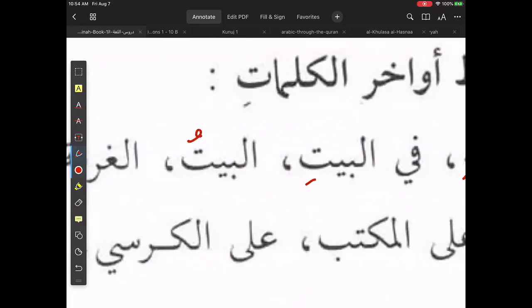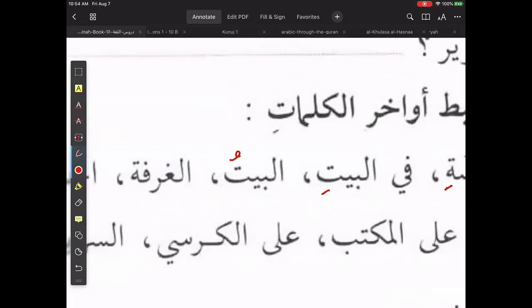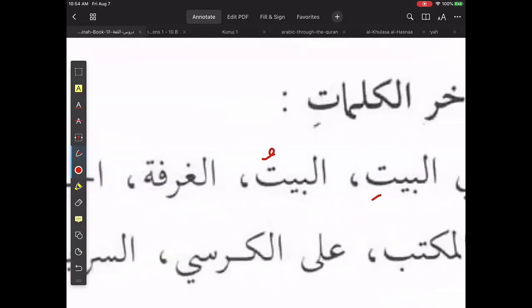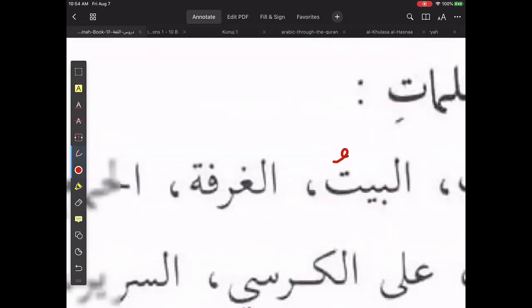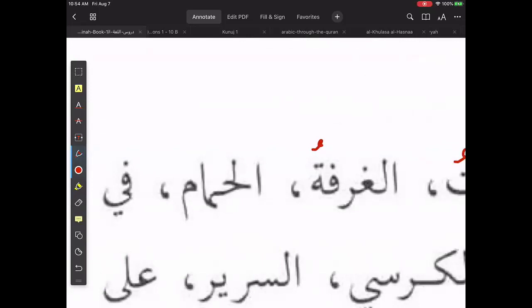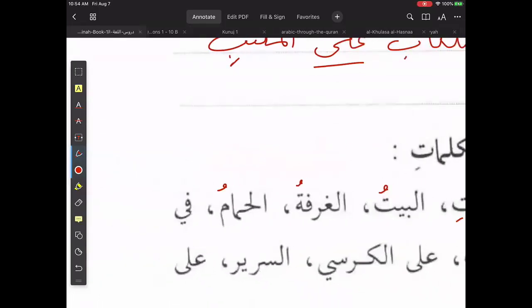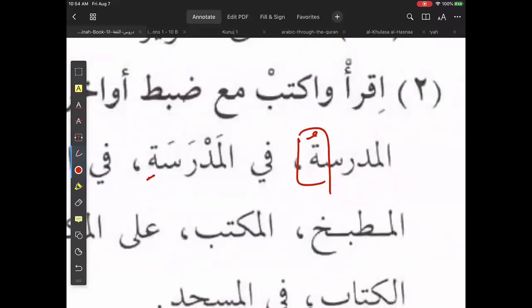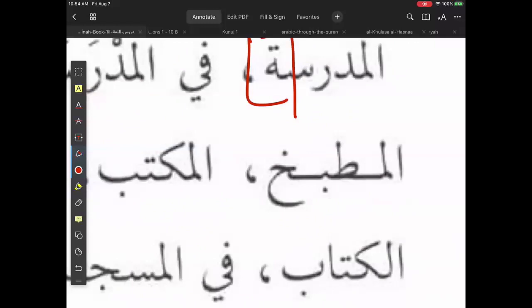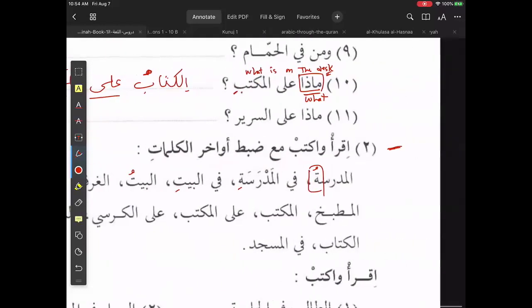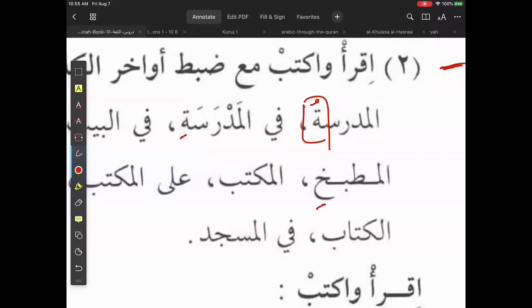See, now you go back to the default case. Here we don't have any case, so we go back to our default case. Al baitu, al gurfatu, no reason to say anything. Al hammamu. But see, I'm seeing fi, so I cannot say al matbahu anymore because I have fi. You have to say fil matbahi. Okay, so inshallah, please try them.